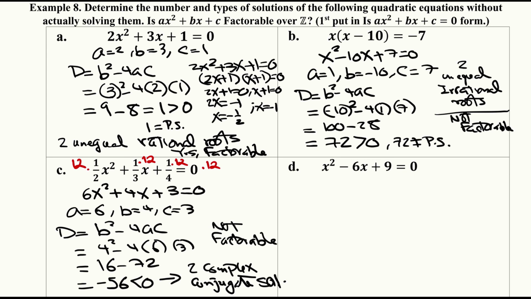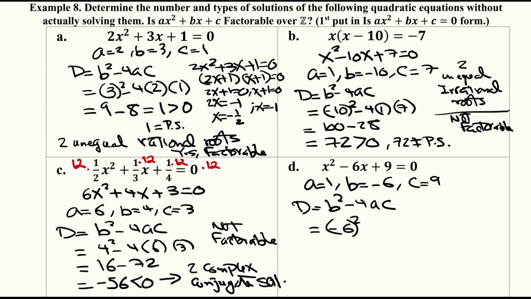All right, the last example we have, we can see that it's in proper format. A is 1, B is negative 6, and C is 9. And here we're going to get D equals B squared minus 4AC. So we're going to get (negative 6) squared minus 4 times 1 times 9. So we're going to get 36 minus 36, which is 0.